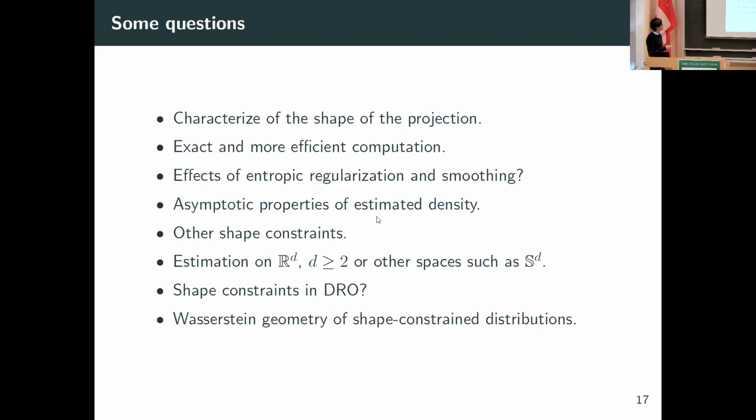Then there are other shape constraints. It is also interesting to ask what happens on other spaces like R^d or spheres, for example. And there are other shape constraints in other setups, like in DRO, because if I have an ambiguity set, the worst case distribution usually is somewhat irregular. But if you want the worst case distribution to still satisfy the shape constraint, you have to intersect the ambiguity set with that shape constraint set, and this will change the optimization problem. And finally, we can consider Wasserstein geometries of various shape constraint sets, like elliptical distributions or concave distributions and so on. I think these are interesting problems.